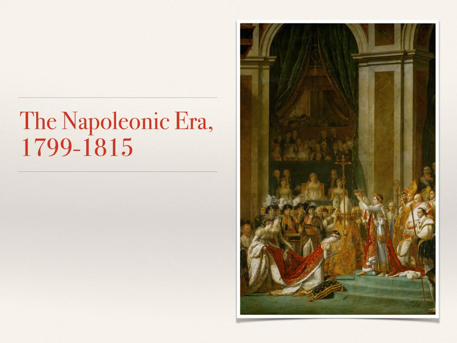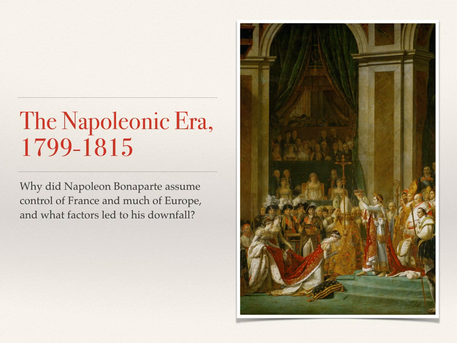Then we turn to the Napoleonic Era. After a period of somewhat corrupt government known as the Directory, in 1799, Napoleon takes over. And the question that McCay tees up for us here is, well, why does Napoleon assume control of France and then much of Europe? And then what factors lead to his downfall?